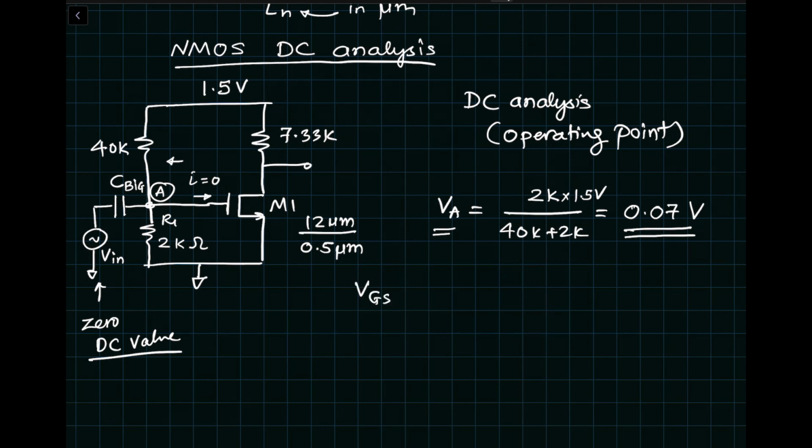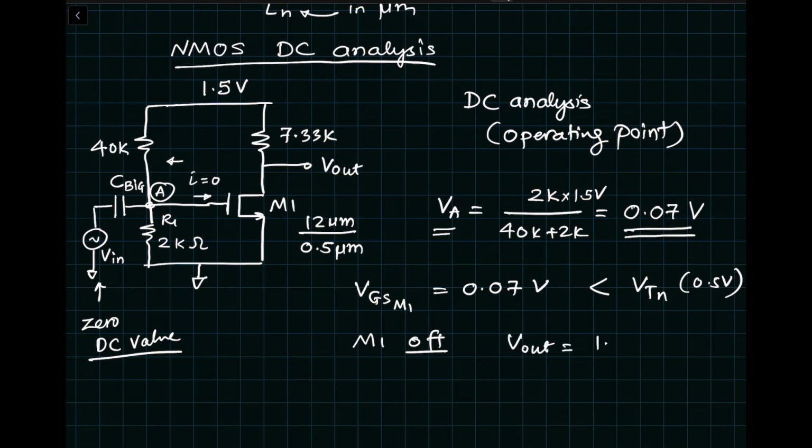VGS for M1 is equal to 0.07 volts. Now this is less than VTN, which is 0.5 volts. So we expect the transistor M1 to be turned off or cut off. M1 will be off, and there will not be any current flowing through transistor M1 from drain to source, as a result of which the output voltage Vout will be equal to 1.5 volts minus 7.33K times 0. 0 is the current flowing through the resistor, as a result of which it should be equal to 1.5 volts.